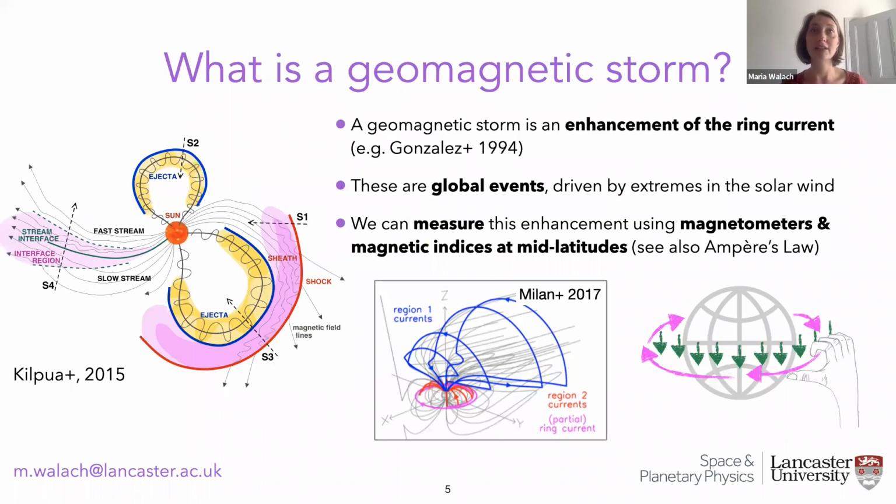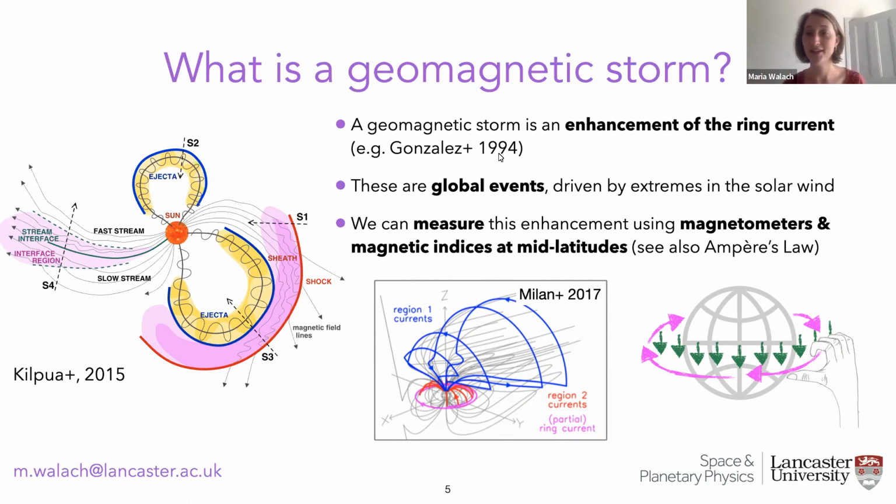So what is a geomagnetic storm? Well, I already talked about K, but a geomagnetic storm is essentially an enhancement of the ring current. This has been described in those words by Gonzalez et al. in 1994. That was a review paper. The knowledge of geomagnetic storms goes back further, but if you're interested in this, I encourage you to go and read the relevant literature. I'm not going to be doing an all-encompassing review of this today, because it's just not possible. But essentially, these are global events, and they are driven by extremes in the solar wind.